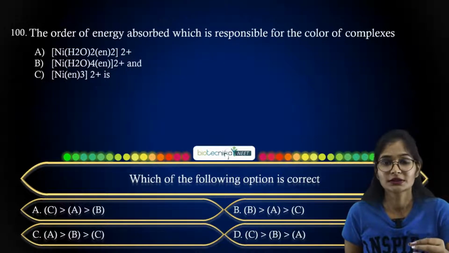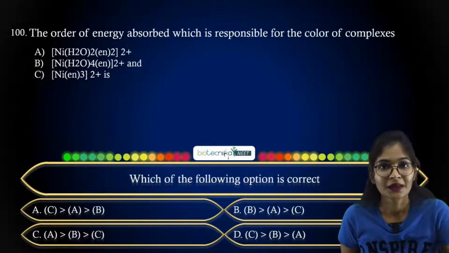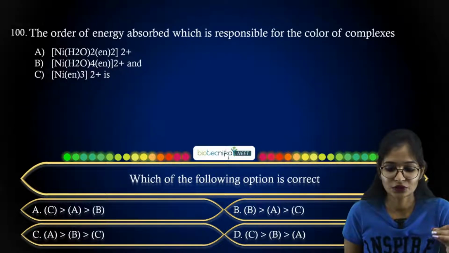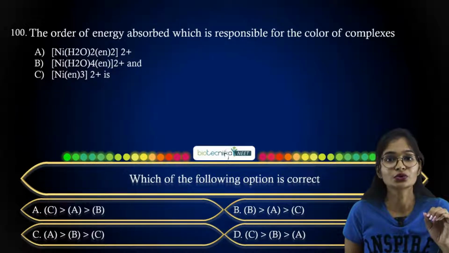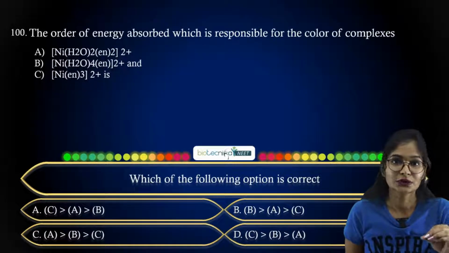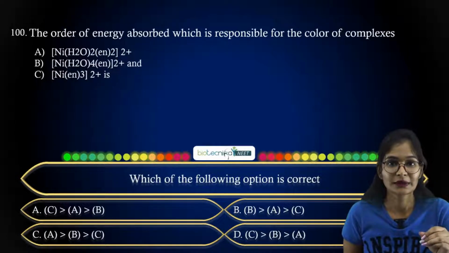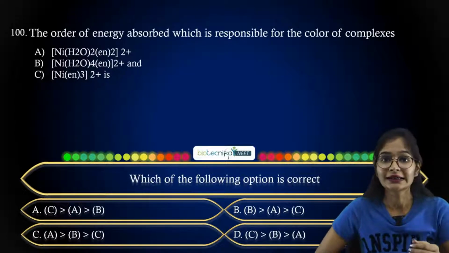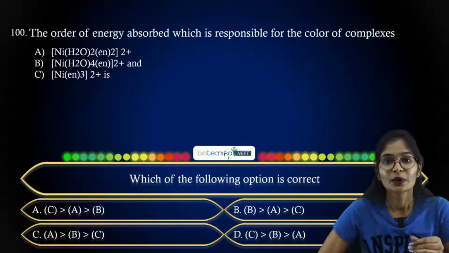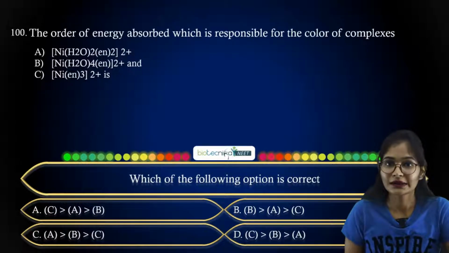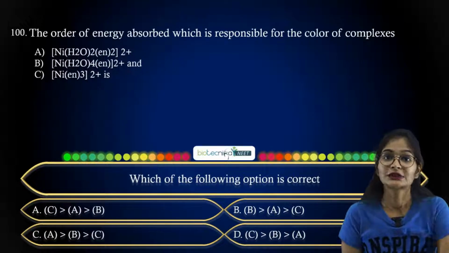So there are three questions where three complexes are given, and you have to consider the color of the complex and their order. In order to know the color of the complexes, we know that specifically in coordination complexes, the coordinating ligands mainly influence the color of the complexes. So whether we consider a strong ligand or a weak ligand also influences the color of the complexes.